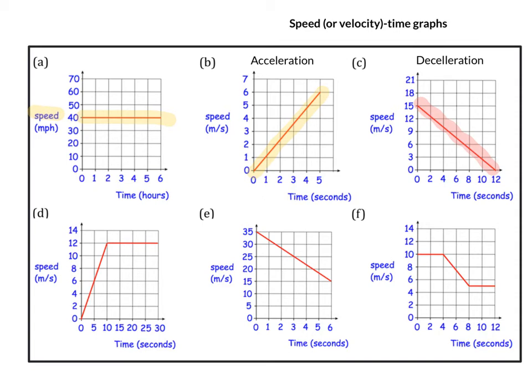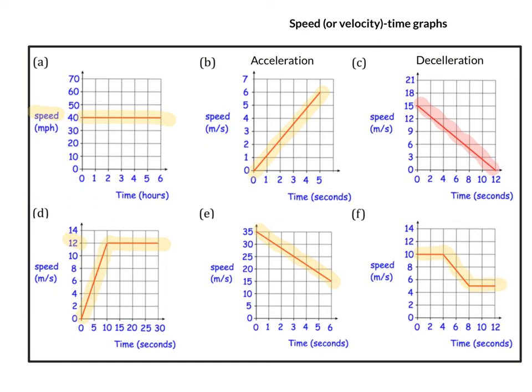Okay, so let's have a look at D. So we've got the first part. It's accelerating for 10 minutes until it reaches a constant speed of 12. So it goes constantly at 12 meters per second. E, it's constant deceleration again. F, there's a constant speed of 10 meters per second. Then we're slowing down until we reach 5 meters per second, and then we're going constantly at 5 meters per second for the last 4 seconds.